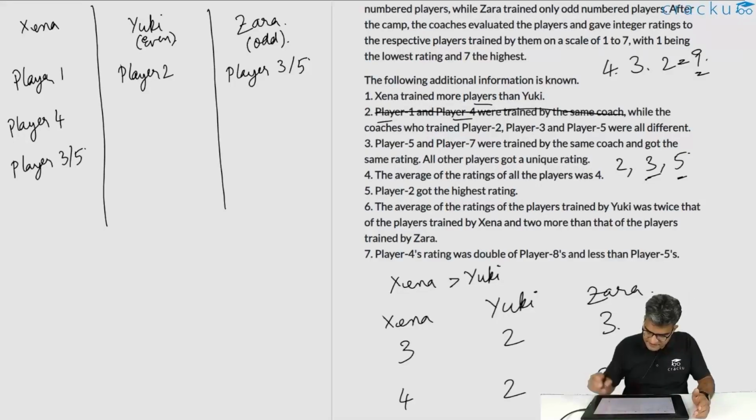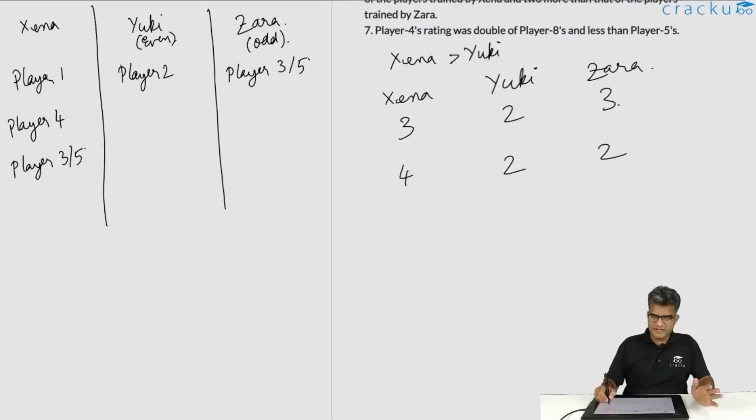Player 5 and 7 were trained by the same coach and got the same rating. Okay, now if you are looking at players 5 and 7, they were trained by the same coach. That coach can be either Zena or Zara. So let us try to think it through. What are the odd numbers? The odd numbers are 1, 3, 5, 7. What are the even numbers? They are 2, 4, 6, 8.